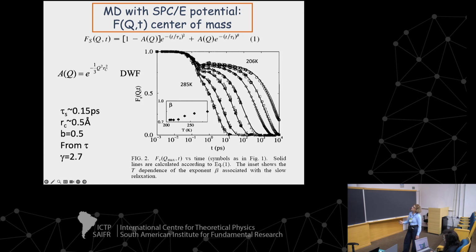We fitted this function with the 1 minus A of Q, where A of Q is the Lamb-Mössbauer factor, the height of the plateau, and the Gaussian with a fast relaxation time, plus A of Q, so it's normalized, because this function, as I told you, is the self and is normalized to 1. A of Q e to the minus t over tau to the beta, and it starts from 1 at t equal to 0.